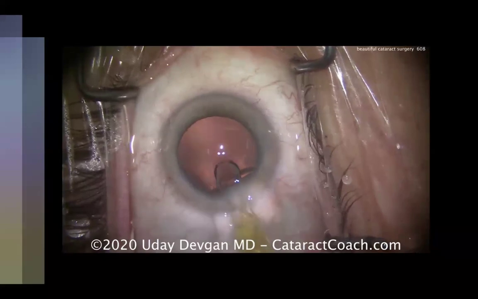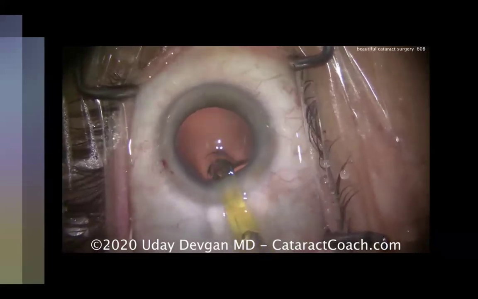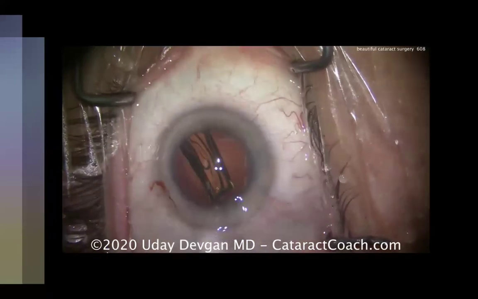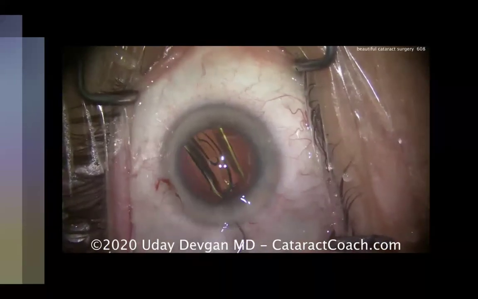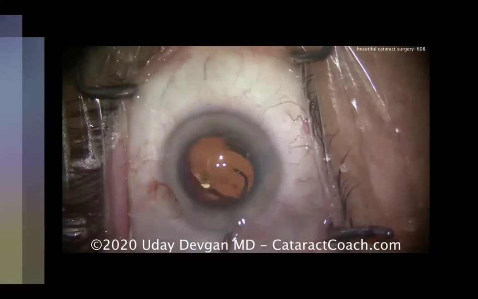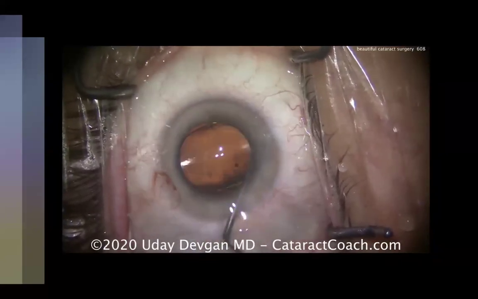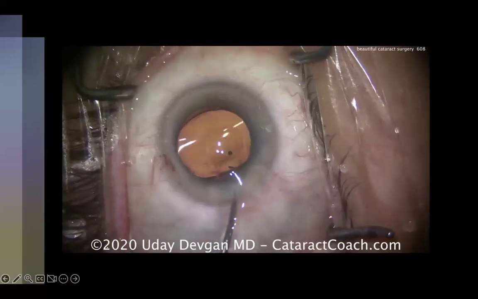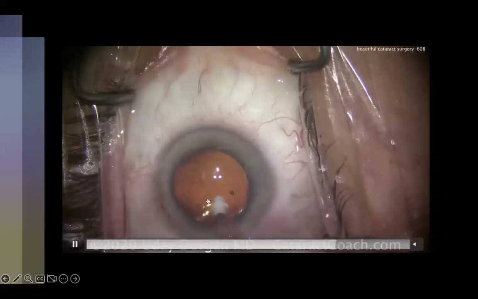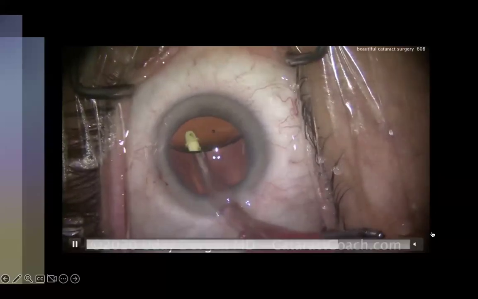So the lens is folded, and in the eye it gets unfolded. So the lens is getting unfolded now. That's the artificial lens, and that's it. And finally, he will remove all the viscoelastic. So it's basically a very simple operation, but has a very long learning curve.